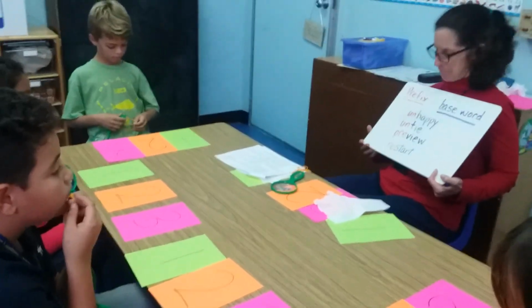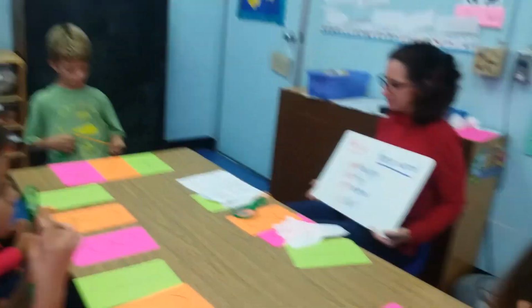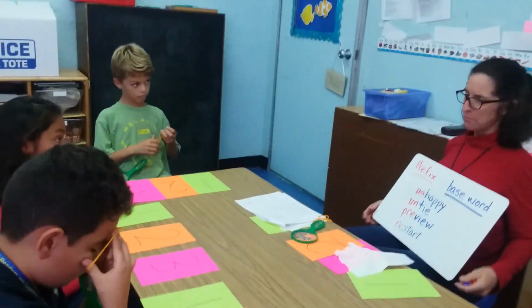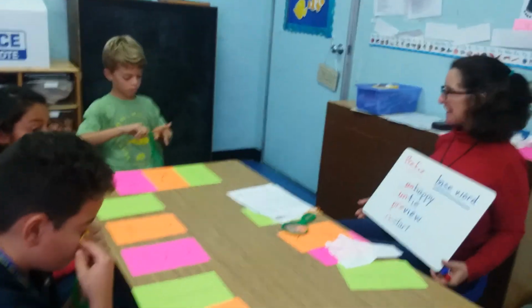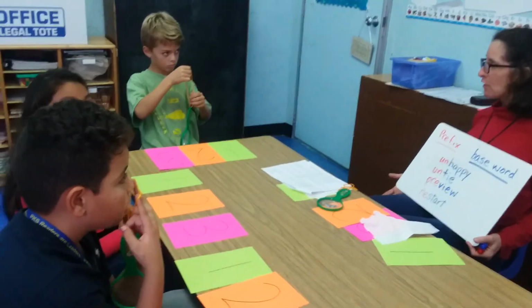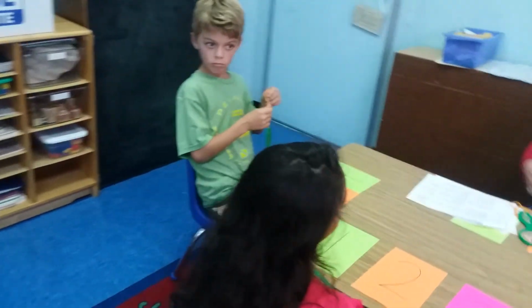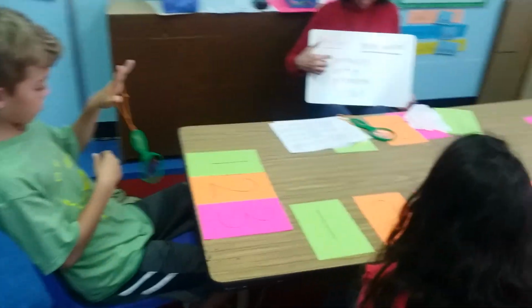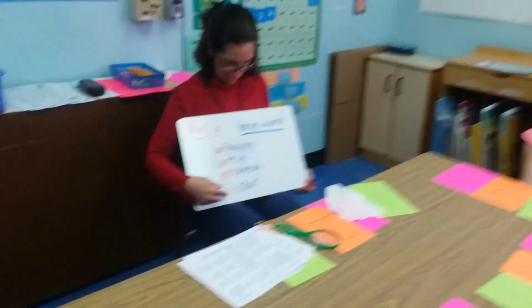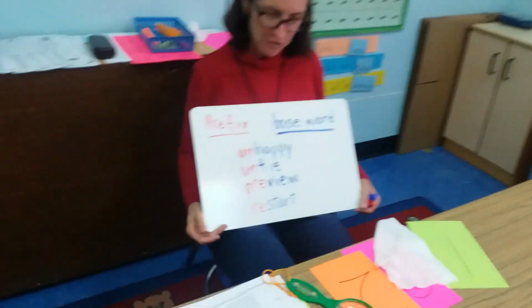Right, and is there any reason why you would have to restart? If you messed up. Like if you messed up, or maybe if you're in a race, what could happen? Maybe your shoe wasn't tied, or maybe you tripped or something, and you have to start all over again. So restart. So we have prefixes un and pre and re. We're going to talk about those three.